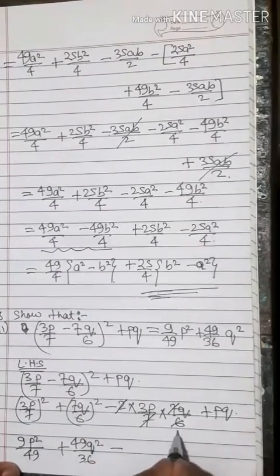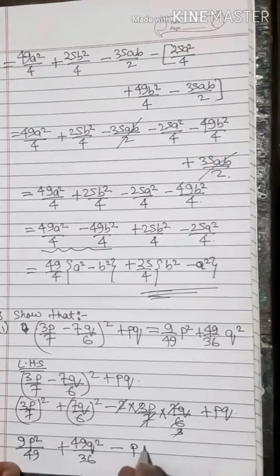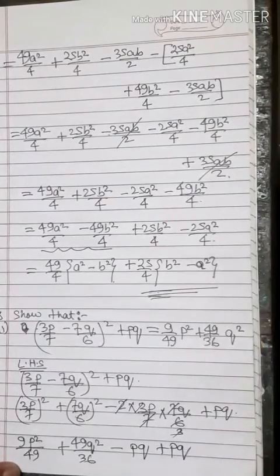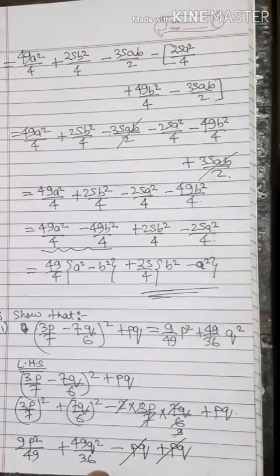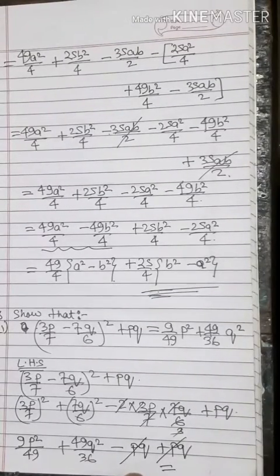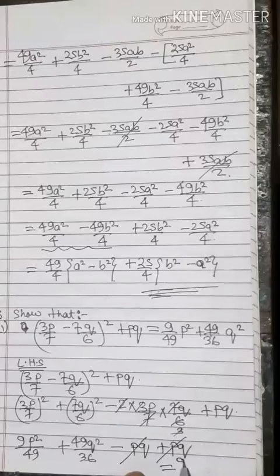2 1s are 2, 2 3s are 6, 3 1s are 3, 3 1s are 3. So what is left over here? p into q, pq, and then we have a plus pq here. So minus pq and plus pq will cancel out each other. So what are we left with at the end? We are left with 9p square by 49 plus 49q square by 36.